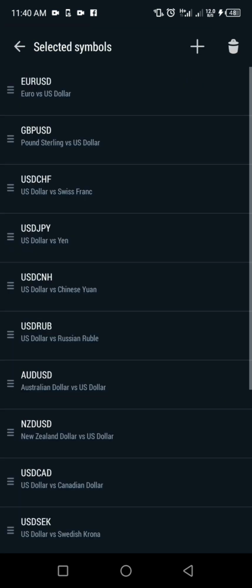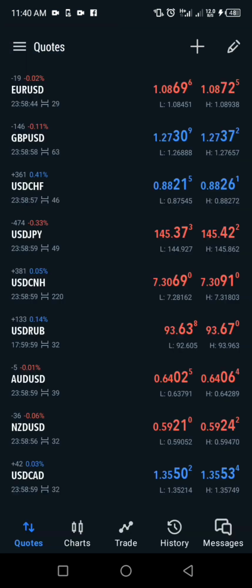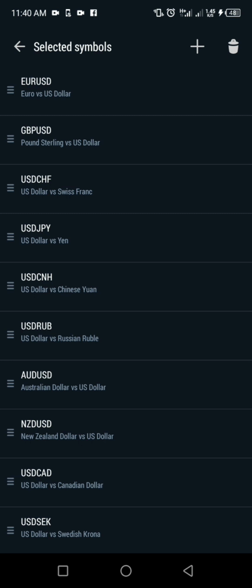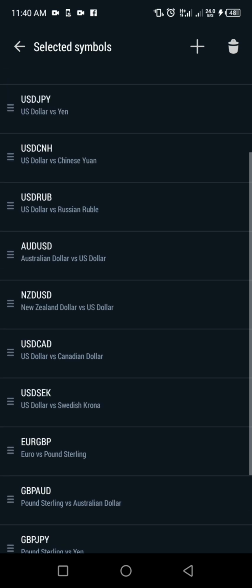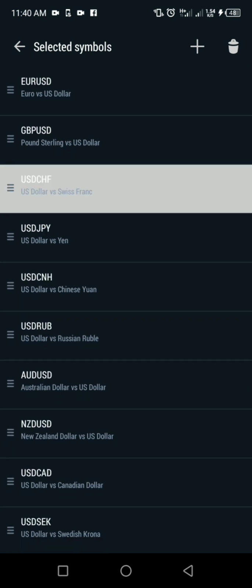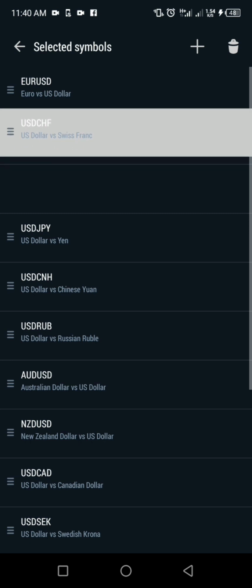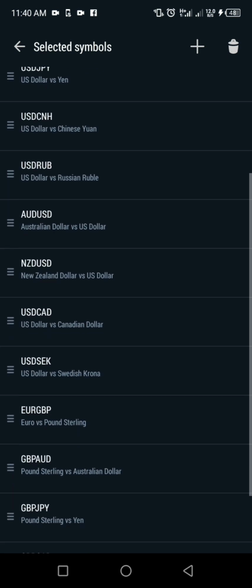Once you are done with that, this pencil icon that I just tapped is to arrange them how you want them to be lined up. Because you are definitely not going to be trading all the pairs. You are going to have certain pairs that you are going to be trading. So this is how you use this place. You just hold on the coin like this, the pair, and you push it up.